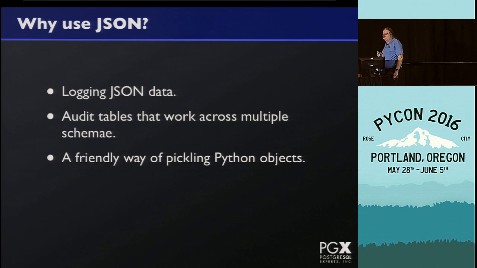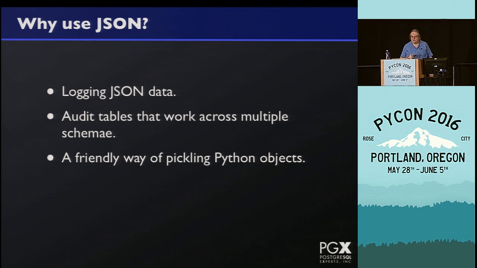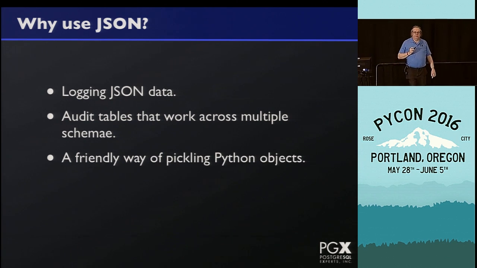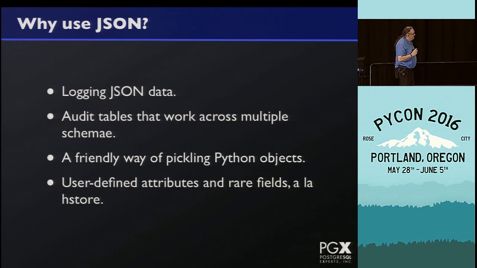You can pickle JSON objects if you're storing pickled JSON objects directly in the database. A feature of dubious value, but you can do it. And it's much nicer than using any of the other pickling methods, and probably a lot safer. Certainly a lot safer than YAML or something. And the same things that we did with hstore: user-defined attributes or rare fields.